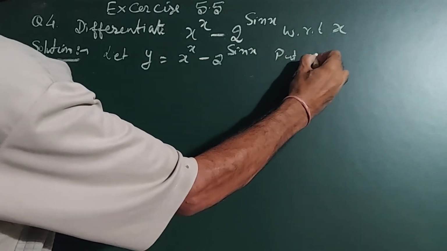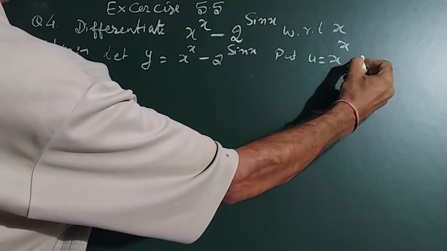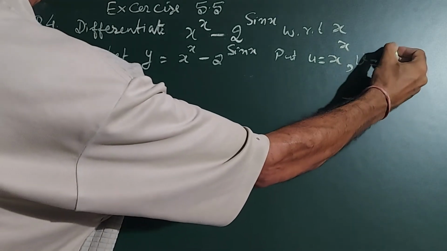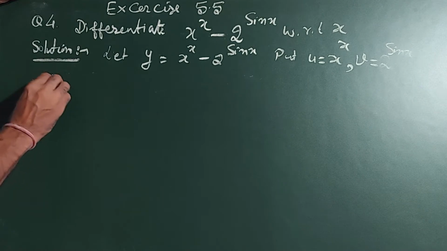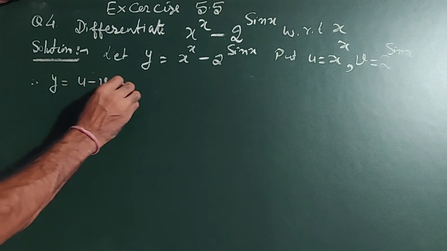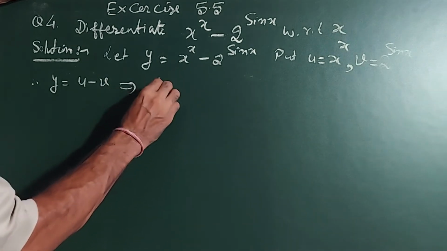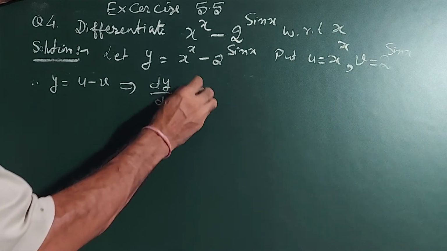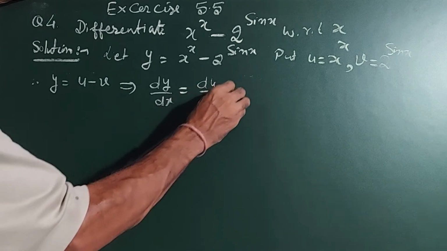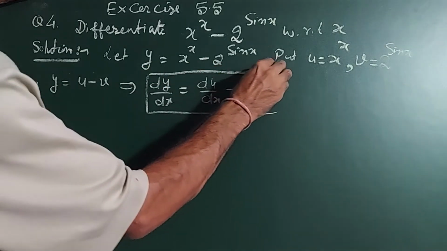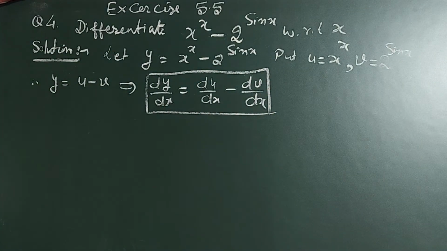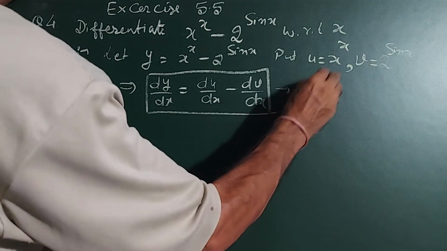Put u is equal to x raised to power x and v is equal to 2 raised to power sine x. We can substitute like this. Now y is equal to u minus v. If we differentiate with respect to x, this is equal to dy upon dx, which is du upon dx minus dv upon dx. Now we will find the value of du upon dx and dv upon dx and put here in 1. This is very simple.